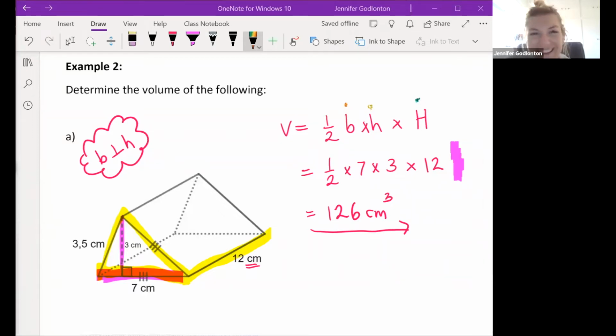Hello, ma'am. Just to clarify something, for the formula, it says half times b times h, and it says times h again. For that last h, are we using the height of the triangle or the height of the rectangle? No, so this big H, that's the height of the shape. And this little h over here, that's the height of the triangle. Okay, thank you. You're welcome.